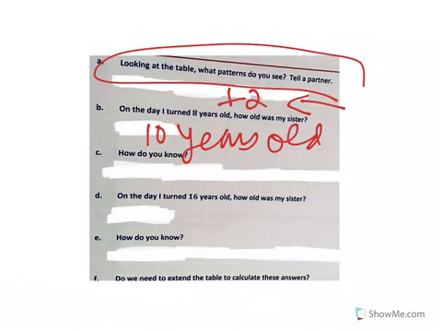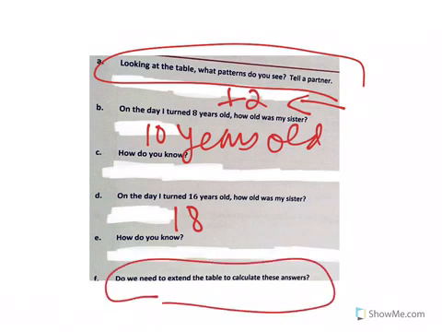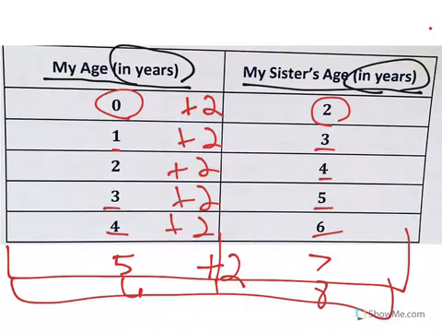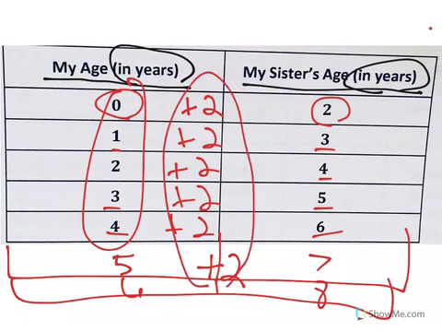How do we know that? We know it because of the pattern. The pattern is plus 2. On the day I turned 16, how old was my sister? 16 plus 2 would be 18 years old. How do you know? It's the pattern. Do we need to keep extending the table? When it asks on the day I turned 16, the table only has 0 through 4. Would I have to create this chart and go all the way down to 16 to see the answer? No. I found the pattern. The pattern is the key.